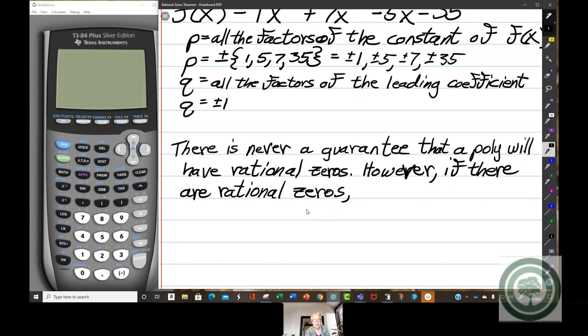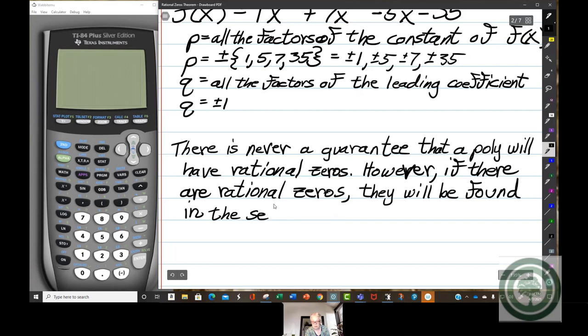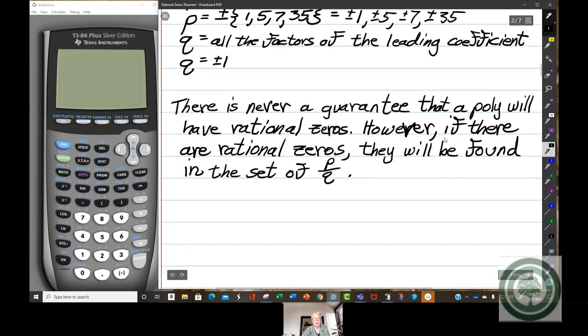they will be found in the set of P over Q. Well, all right then. Let's begin finding all the possible rational zeros if they exist, with no guarantees.